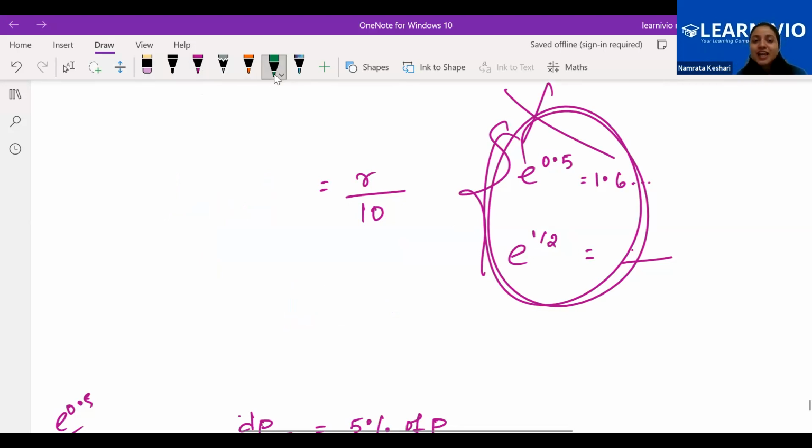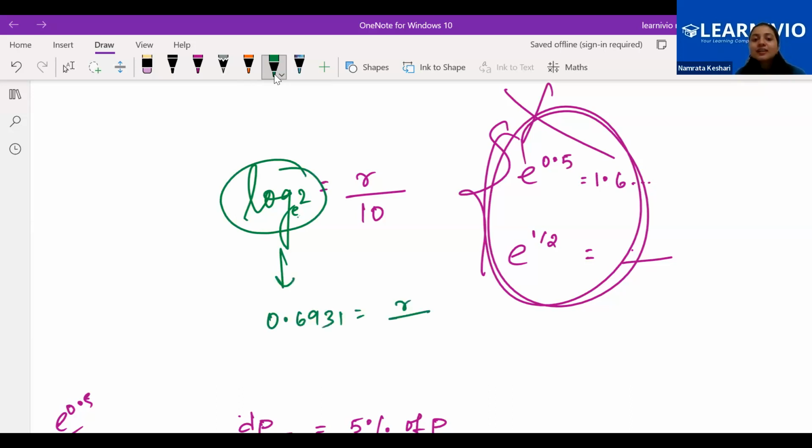Yes, ma'am, I'm understanding. We have got log 2 is equals to r by 10, and here directly base is e. I was telling you that base can be e, base can be 10. These two possibilities are there. So this value is already clearly given to us: 0.6931 is equals to r by 10. So obviously r will be this multiplied with 10, and that is our final answer. Yes or no? Yes, ma'am.